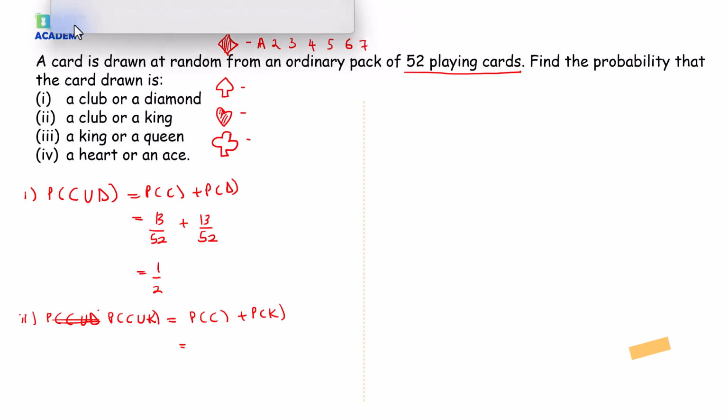8, 9, 10. Then you have the J, a Q, and a king. So this is 1, 2, 3, 4, 5, 6, 7, 8, 9, 10, 11, 12, 13. So each of these has 13. So we have 13 diamonds, 13 spades, 13 hearts, and 13 flowers. Now we are going to have a king from diamond, a king from this, a king from this, and a king from this, same thing with all the others.